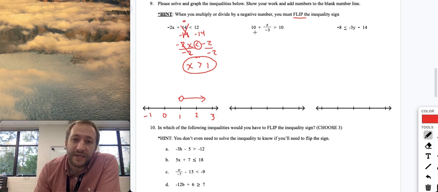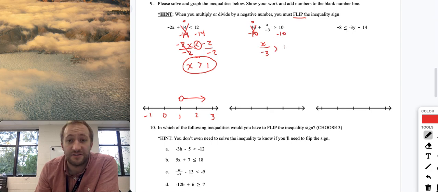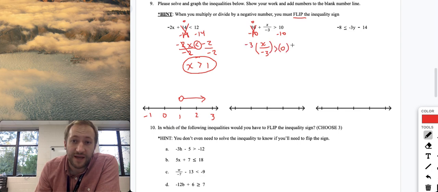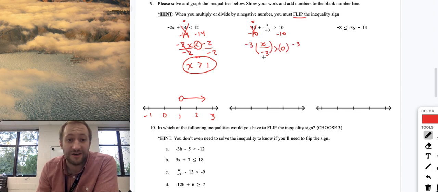So, let's look at this one. Step number one is always still to eliminate the constant. I'm going to eliminate that 10 by subtracting 10. 10 minus 10, it's a 0. Zero's out, which is exactly what I want. I'll subtract 10 over here. Now I'm left with x divided by negative 3 is greater than 10 minus 10. That's just 0. I'm going to multiply both sides by negative 3 because that's the inverse operation here.